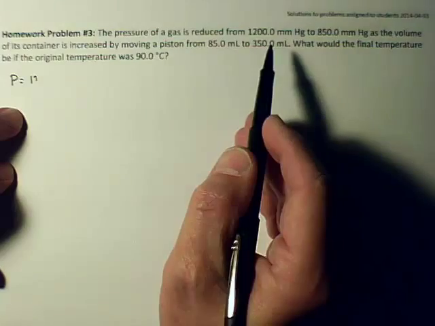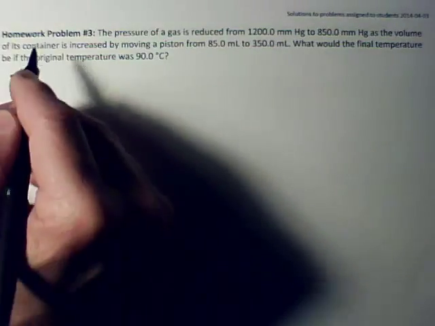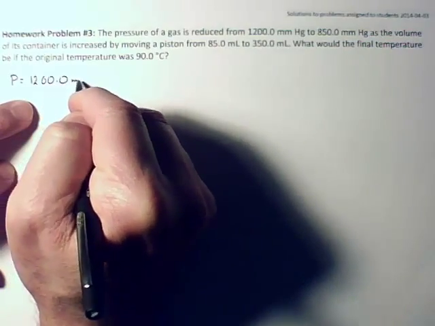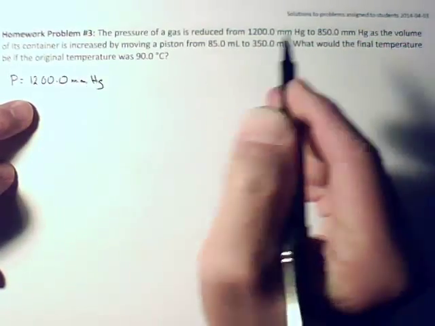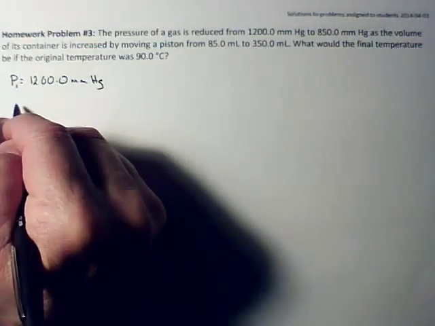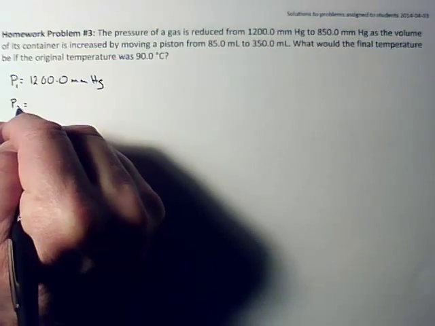Pressure of a gas is reduced from 1200.0 millimeters of mercury. So we're going to write that down. 1200.0 millimeters of mercury to 850 millimeters of mercury. So we've got a pressure 1 and a pressure 2.